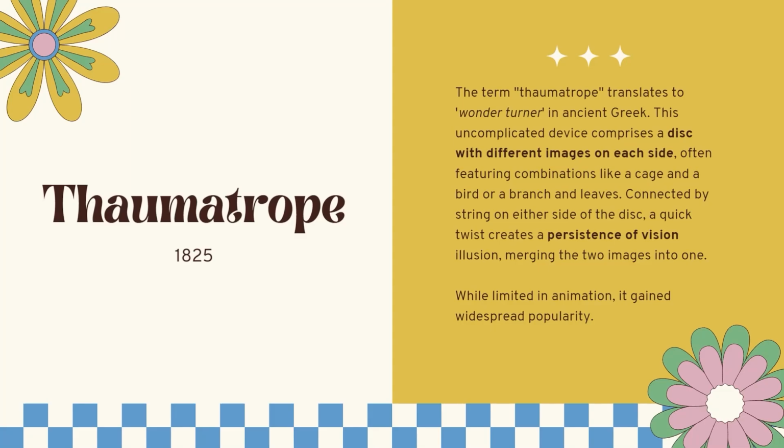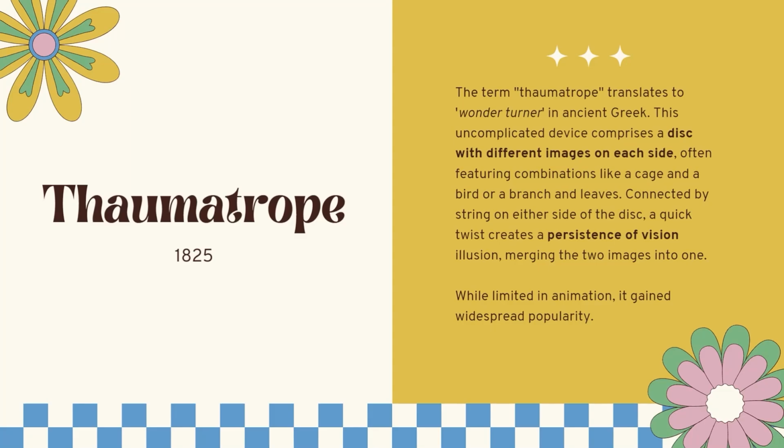The thaumatrope was made in 1825, roughly translating from ancient Greek into "wonder turner." This uncomplicated device comprises a disc with a different image on each side. Popular combinations of these images were a cage on one side and a bird on the other, or a branch on one side and leaves on the other.